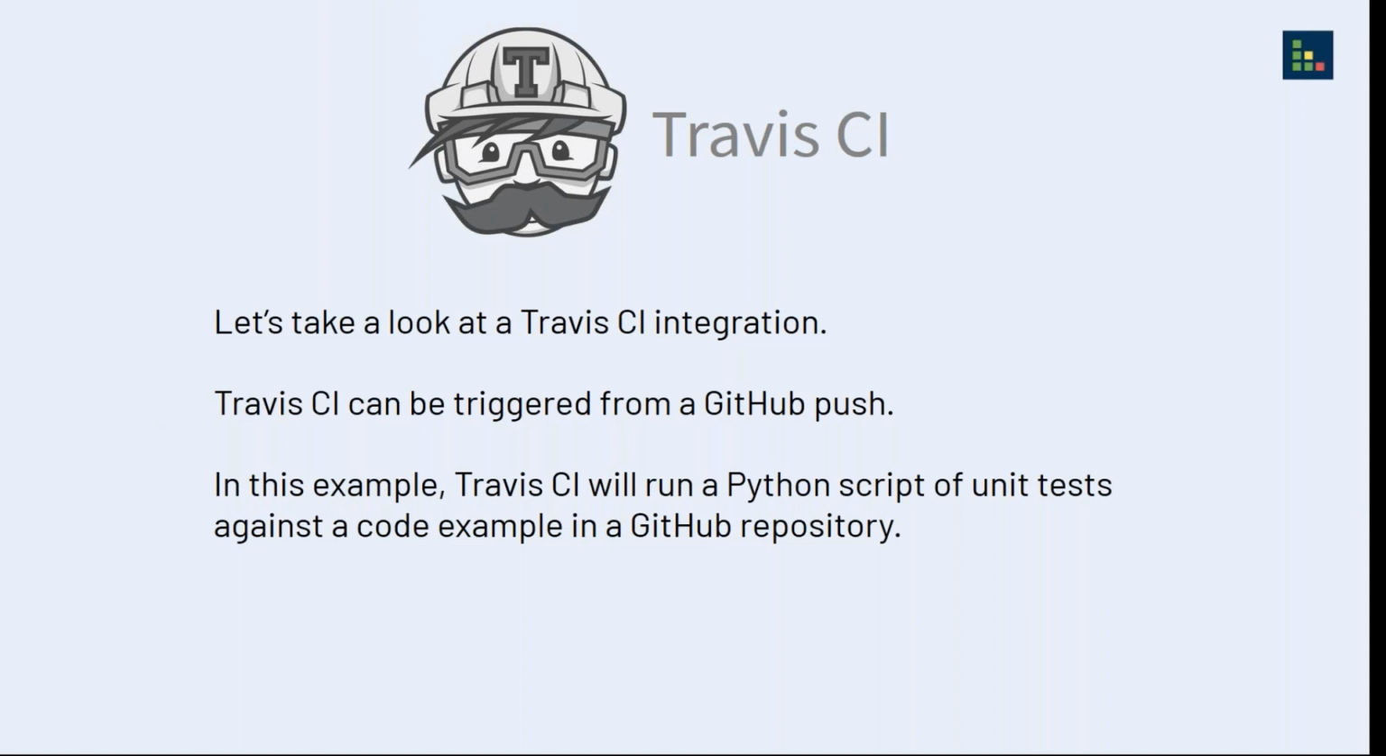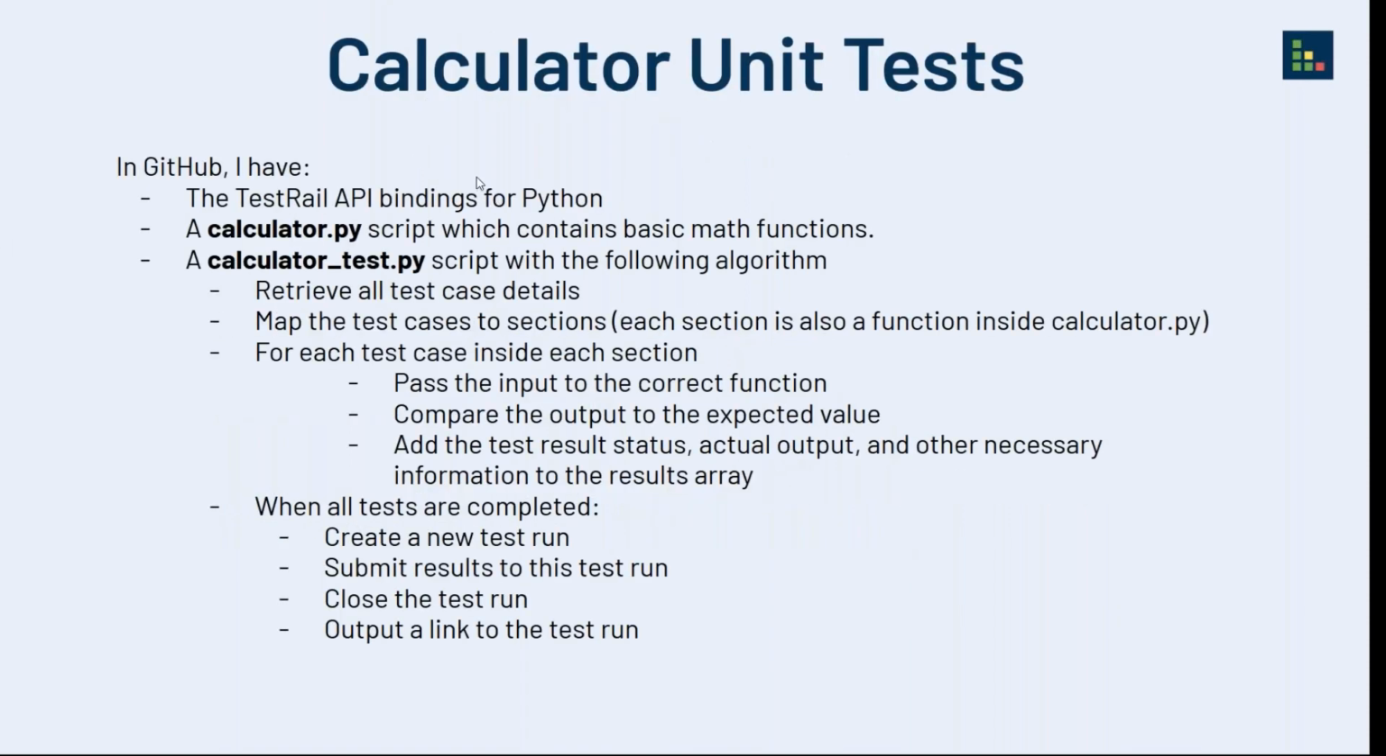So to do this, we have calculator unit tests. In GitHub, I have the TestRail API bindings for Python, a calculator Python script, which contains just basic math functions. Then I have my calculator test script, which does all of the things I discussed earlier in this webinar. So it retrieves the test case data sections, passes the data to the functions, compares the results, submits the data back to TestRail. And when the testing is done, we close the test run and also output a link to this test run.